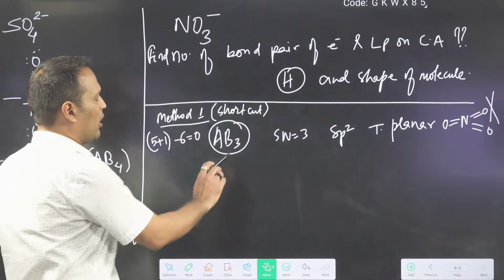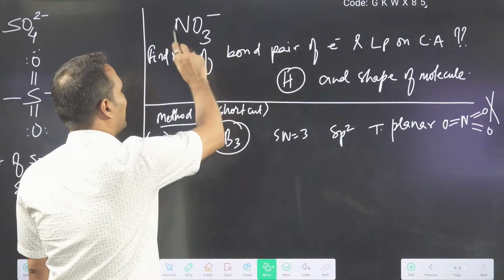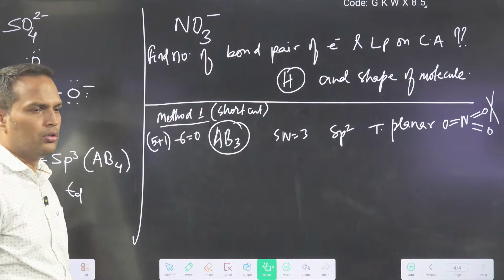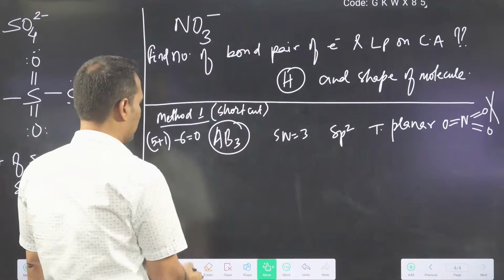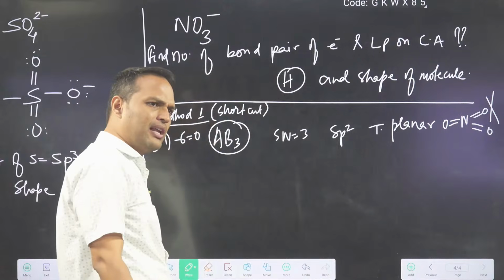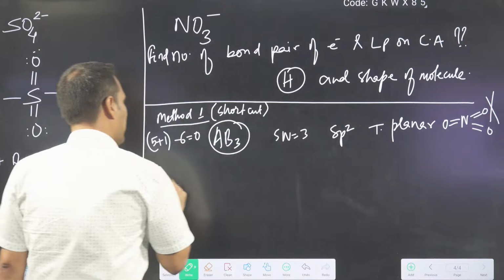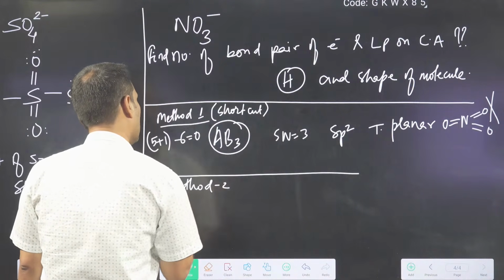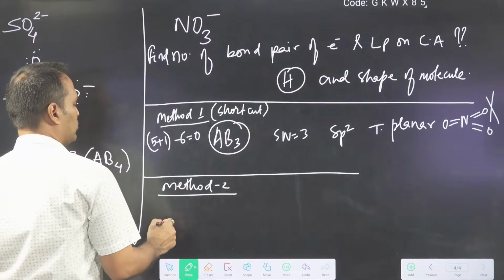Okay? Although we got everything, only the bond pair of electrons of the central atom we are not getting. So from here you can think also, sir, I will modify this diagram and all those things. You can try. But by method 2 also we can do all these things. Chalo, method 2 dekh lo. Method 2, how we will do?